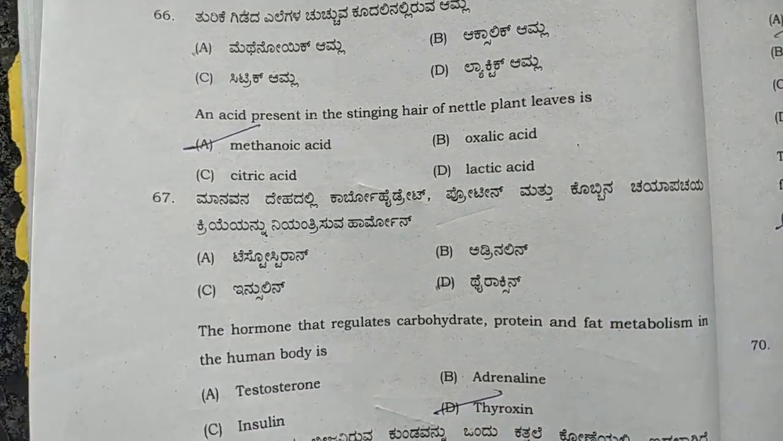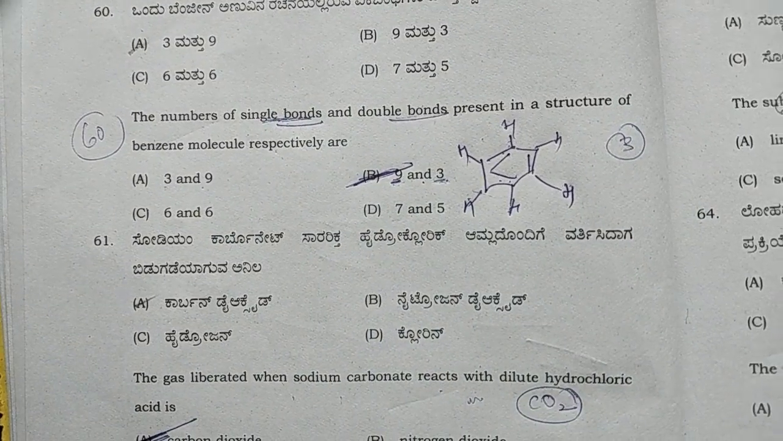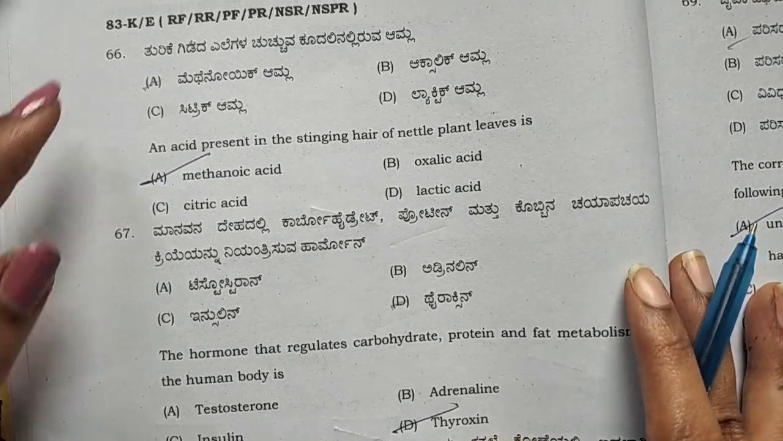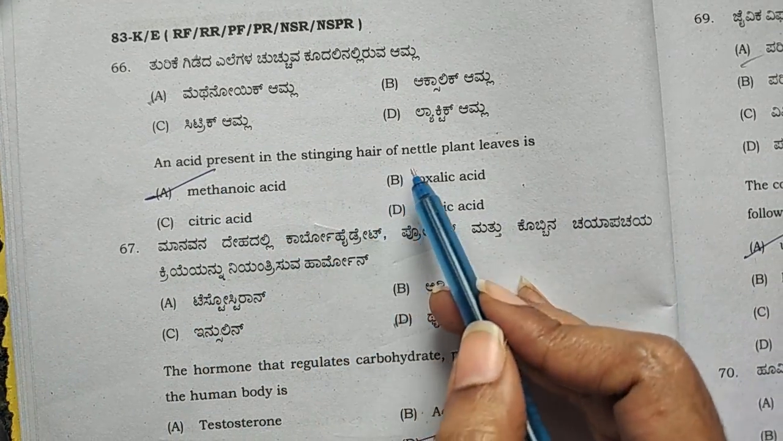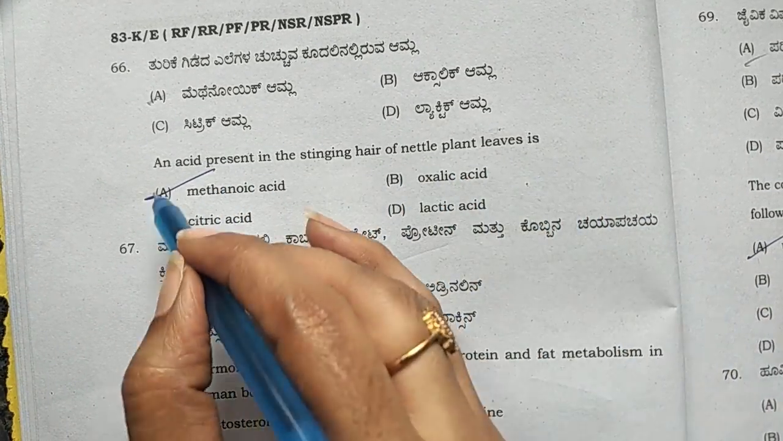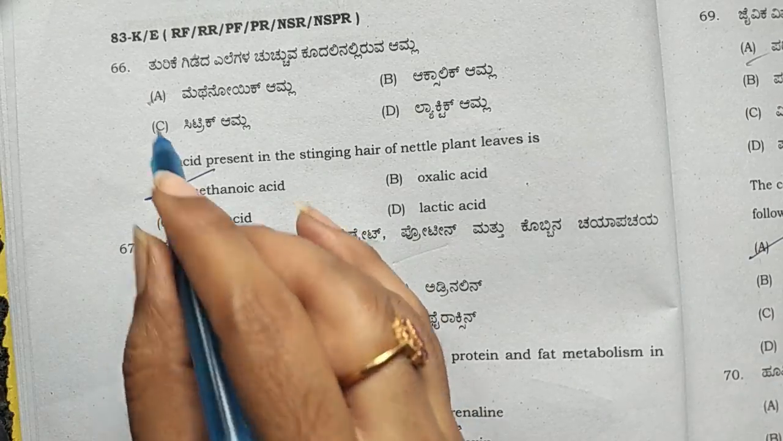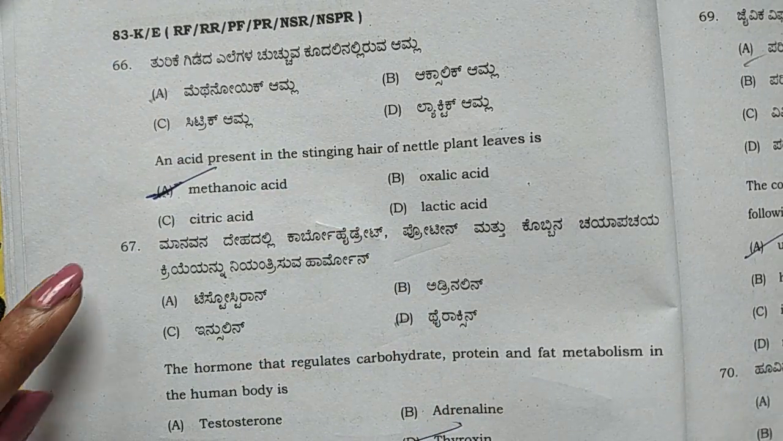66th question, the acid present in the stinging hair of nettle plant leaves is methanoic acid. So option A is correct for 66th.